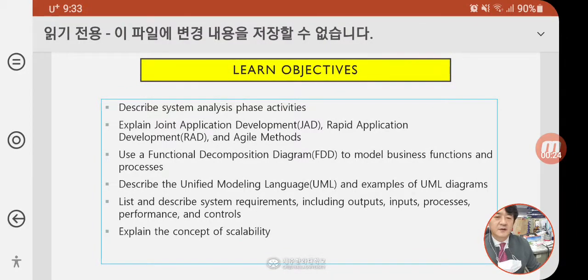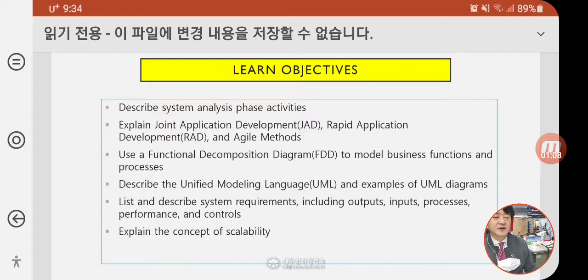In this lecture, we will study the system analysis phase activities. We describe them and explain joint application development, rapid application development, and agile method. We use a functional decomposition diagram to model business functions and processes. And we describe the unified modeling language and examples of UML diagrams.